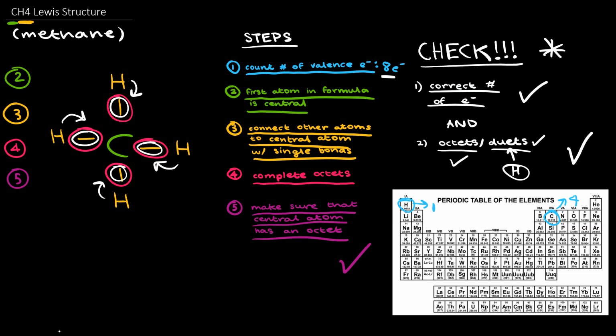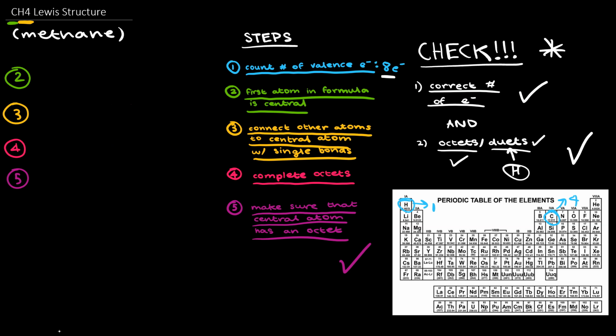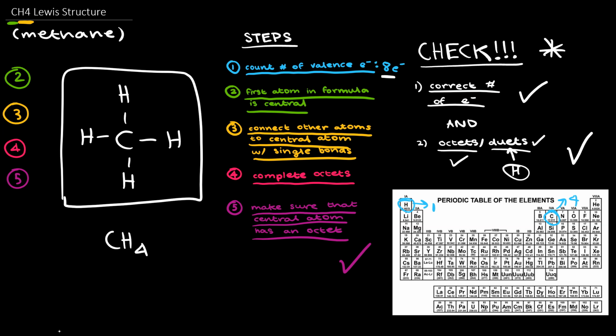Now I understand that our Lewis structure is a little crowded, so I'm going to redraw it. This is what your final Lewis structure for CH4, or methane, should look like. We know this because we followed all of the steps and we made sure to do the checks.